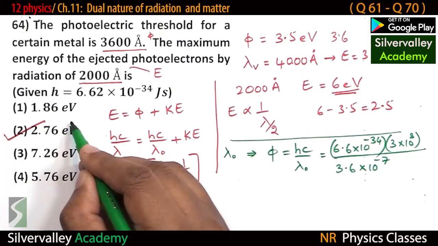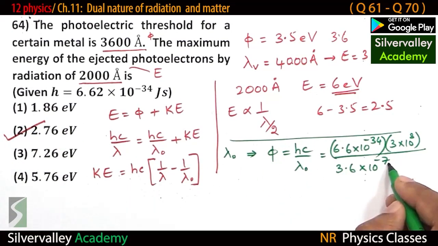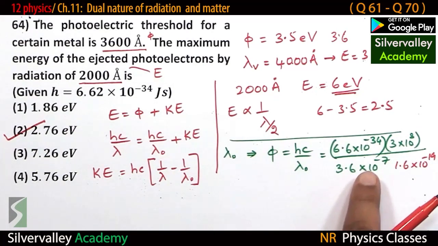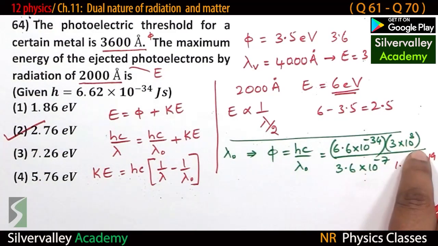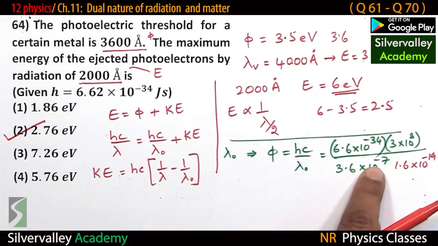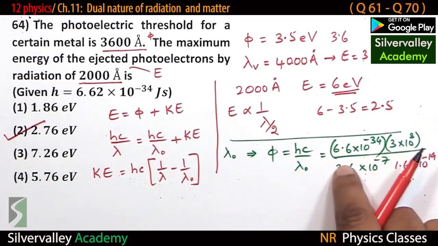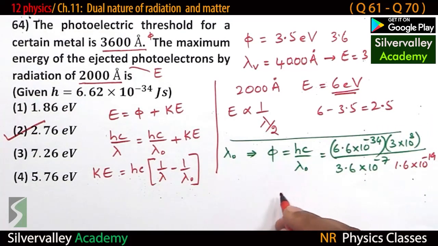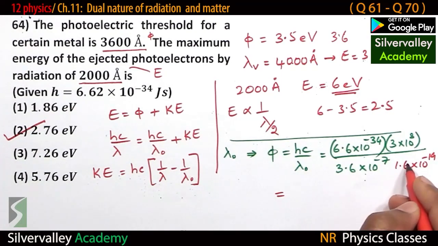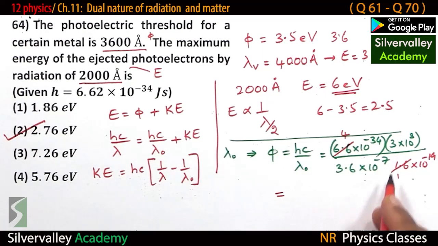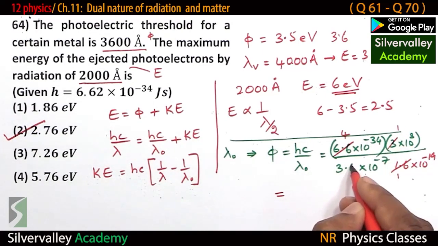The answer options are in electron volt, so divide this by the charge of electron, 1.6 × 10^-19. Students, I hope you understood this. This gives energy in joule; dividing by the charge of the electron gives energy in eV, equal to this 4 times this one, approximately.